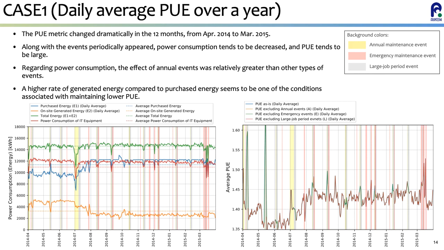As a principle, total power consumption in the entire center was constant. That is, when the gas rate increased, the purchased energy decreased. Intuitively, gas consumption and the amount of generated energy have relevance. Also, based on the formula of the modified PUE, it depends on the amount of gas consumption. From that, a high rate of generated energy compared to purchased energy seems to be one of the conditions associated with maintaining lower PUE.